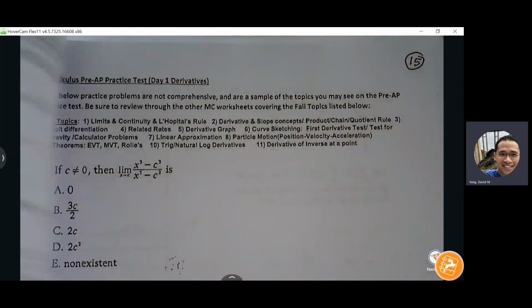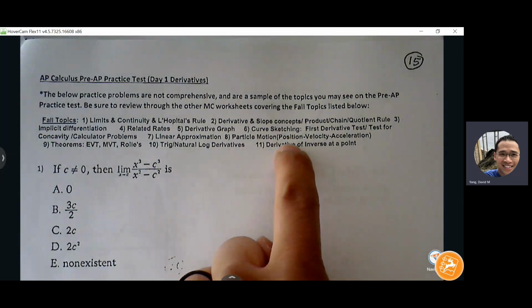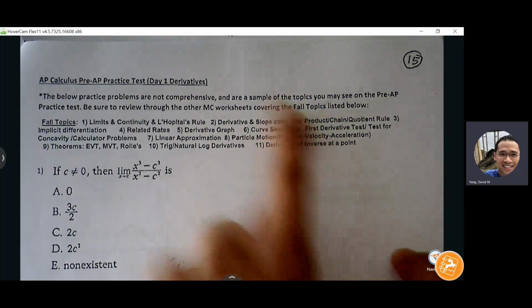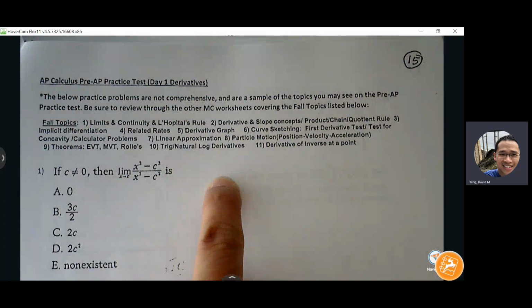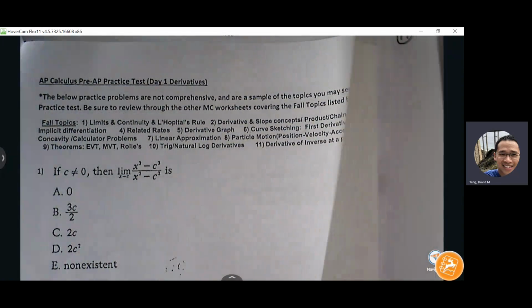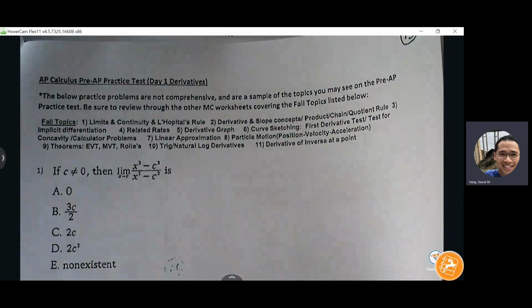But just to let you know, pages 15 through 18 is the morning review for Monday. So I'm going to save this for Monday. And these are the 11 topics that you really want to make sure that you know how to do. So pages 15 through 18 is the morning review for day one of our test.